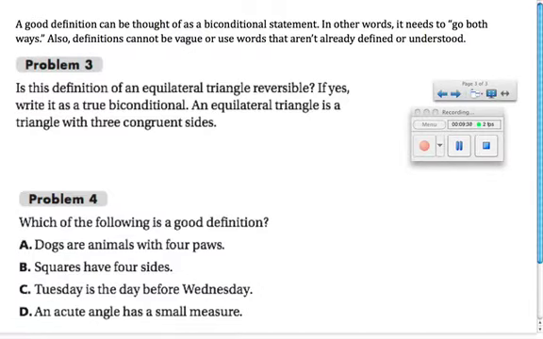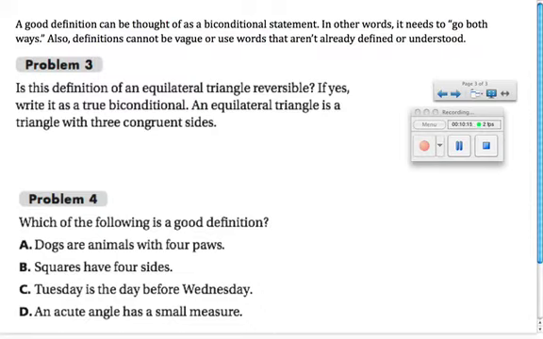Because it is reversible, notice the next part of the instructions for problem 3, we're being asked to write it as a true biconditional. Can someone please give me that sentence as a biconditional statement? Again, something with an if and only if in the middle of it. What would that sentence sound like as an if and only if statement? How might I rewrite that sentence? An equilateral triangle is a triangle with 3 congruent sides, but I want an if and only if in the middle of it. Taylor. A triangle is an equilateral triangle if and only if it has 3 congruent sides.